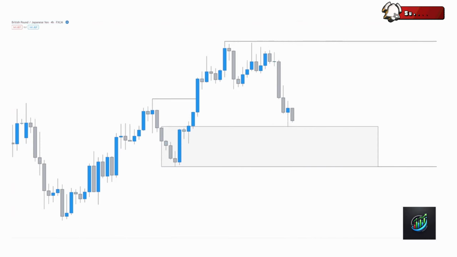Now, depending on how you view structure, you might view this as a pullback, which would mean once we broke this high, this would be our low, and once price actually broke this low, we would consider price to be in a downtrend. But keep in mind, regardless of how you view market structure, it all comes down to what you're basing your overall trade idea on.